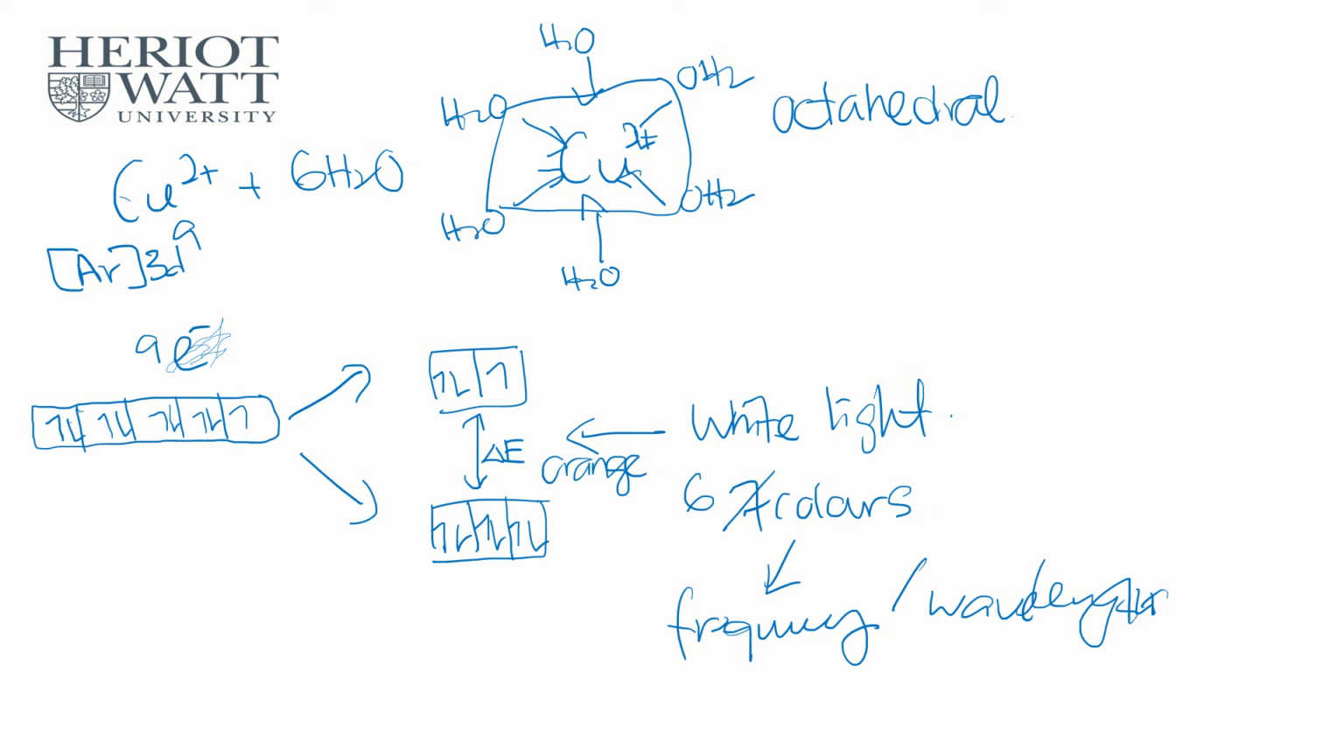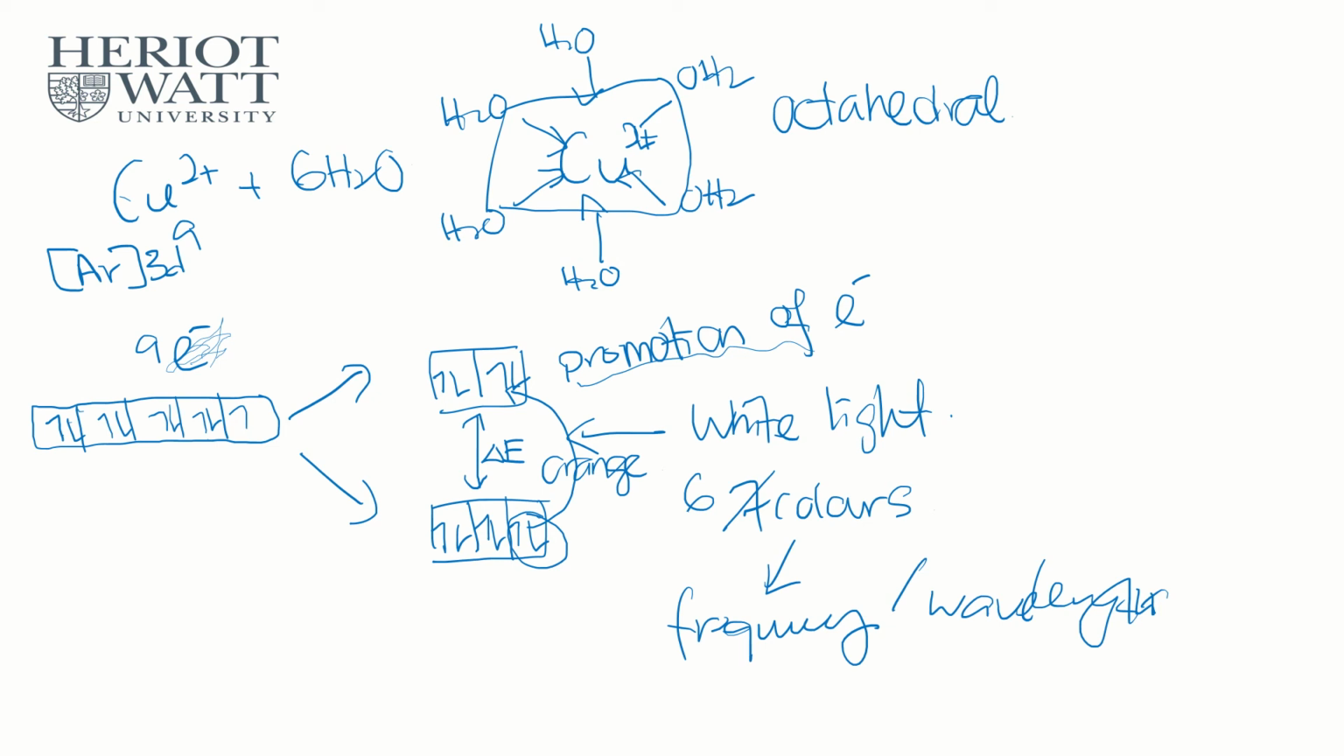So what will happen when they absorb orange color? They will absorb the orange color energy and promote the lower energy electrons up to the higher energy orbitals. So there is a promotion of electrons. Again, out of the 7 colors from the white light, they absorb orange because the energy of orange is the same as the energy gap here. So the lower energy electrons are promoted up to the higher energy orbitals. Okay, that's promotion of electrons.